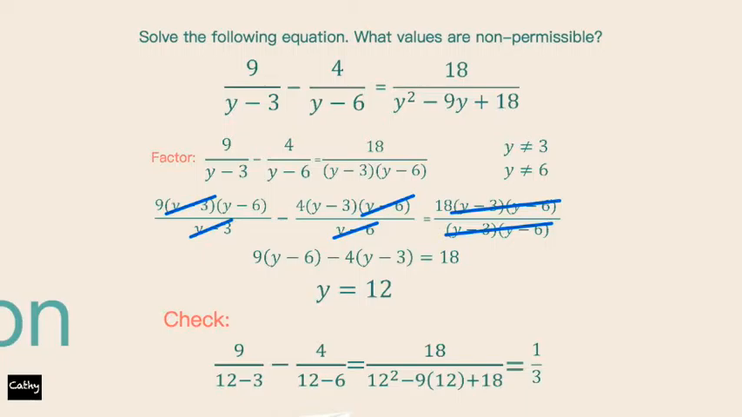I can easily get 9 times y minus 6 minus 4 times y minus 3 equal to 18. So y equals 12. After we get the solution, we should always verify or check the solution. Substitute the solution into the original equation. If the left side of the equation equals the right side, then the solution is correct.